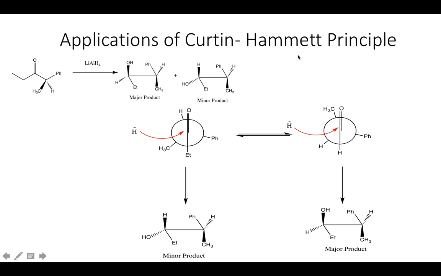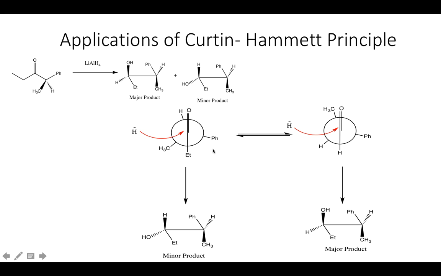Let's look at the applications of the Curtin-Hammett principle. The Curtin-Hammett principle can be used to predict the diastereoselectivity of a reaction. Here's an example of addition of hydride to a carbonyl compound. We can have two products. This is the major product and this is the minor product. Let me explain how you can determine the major product using the Curtin-Hammett principle.